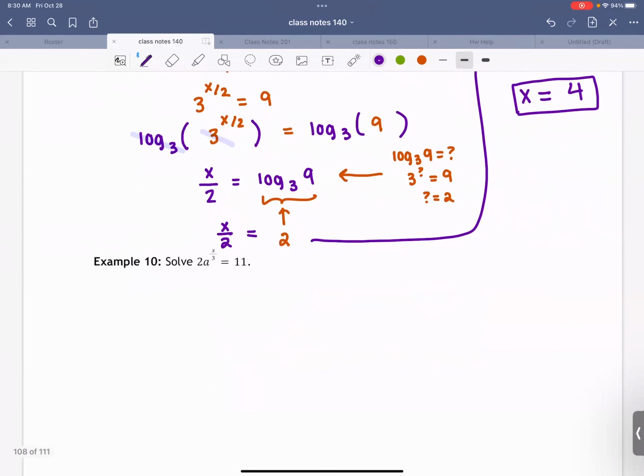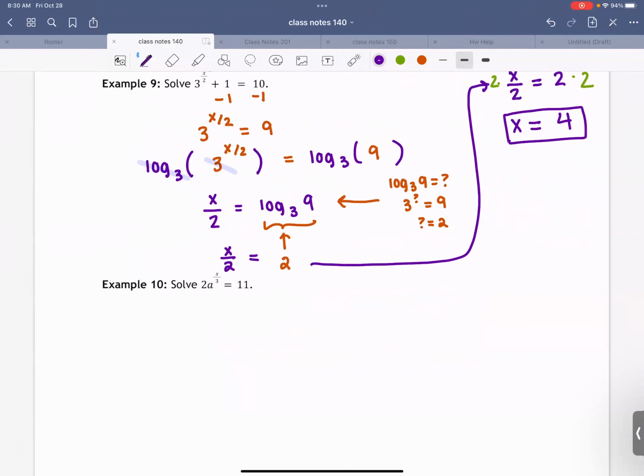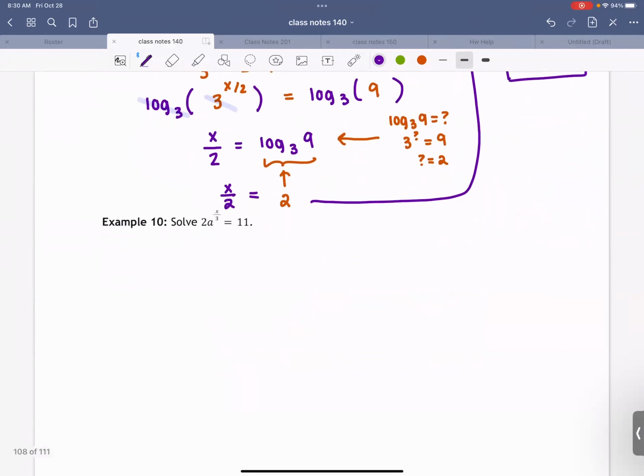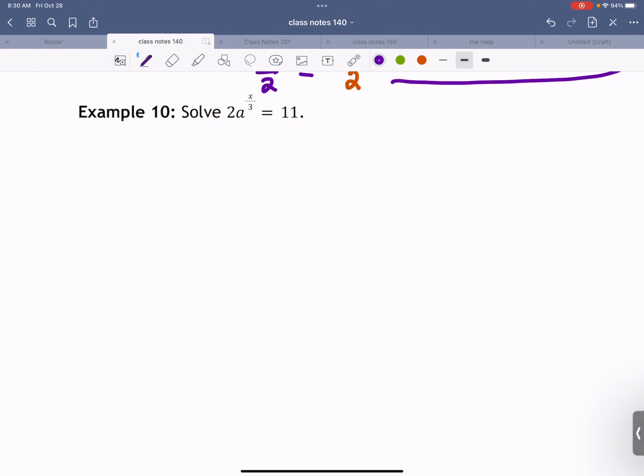Okay. Going down to example number 10, very similar question. We want to solve 2a to the x over 3 equals 11. Okay. Now, the hardest part of this question is a to a power. So maybe I should get that a to a power by itself. How can I get the a by itself, or the a to a power? Good, divide by 2 on both sides. Okay, if we do that, we're left with a to the x over 3 equals 11 over 2.